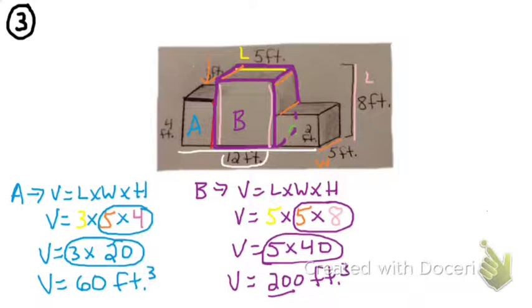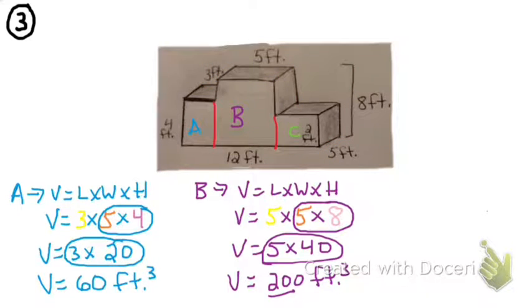Now let's take a look at rectangular prism C. So for rectangular prism C, let's trace it out. This would be the front, this would be the top, and this would be the side. That's all we would see of rectangular prism C. So let's find the volume for rectangular prism C. As always, we're going to write out our formula. Volume equals length times width times height.